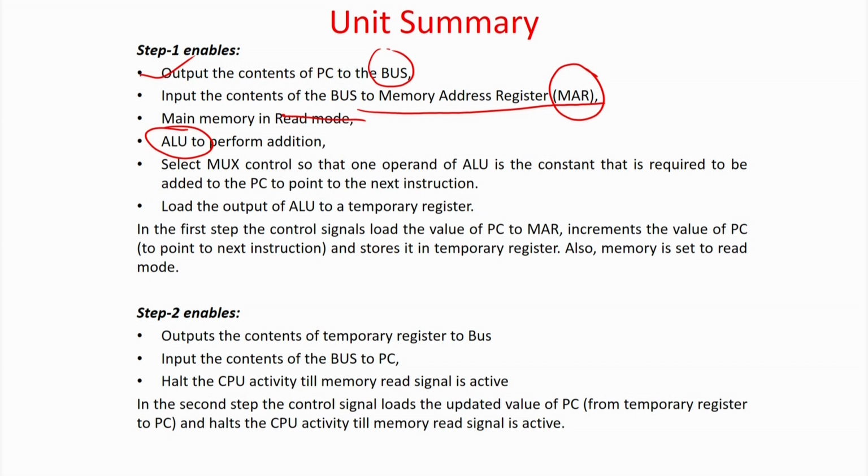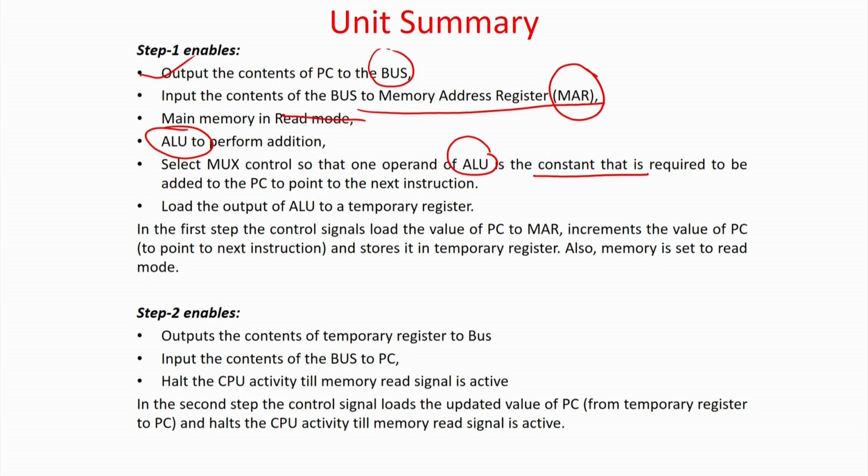So, basically the first step of the instruction loads the instruction from the memory to the instruction register, and it will also increment the value of the program counter to point to the next location. Then you select the mux control, that is, one operand of the ALU to the constant, that is, you are going to add the program counter, whose value is in the bus, to a constant. We have already seen in the last class that in the ALU one of the operands can be a constant or a register value. In this case we keep it as a constant.